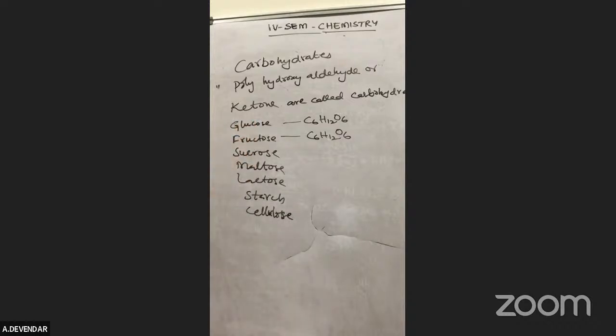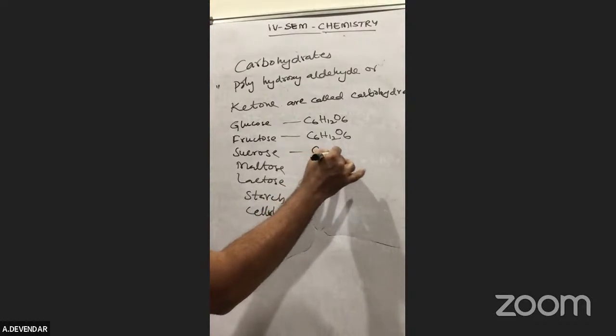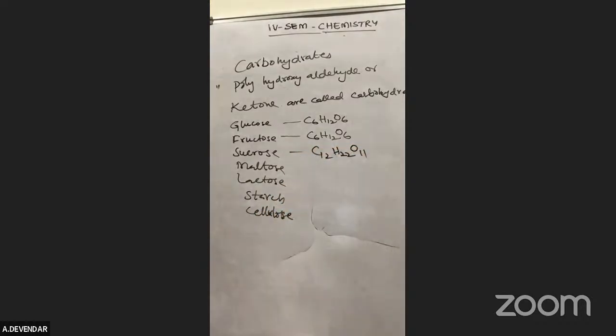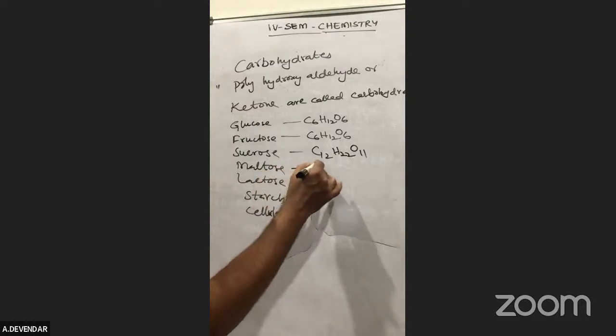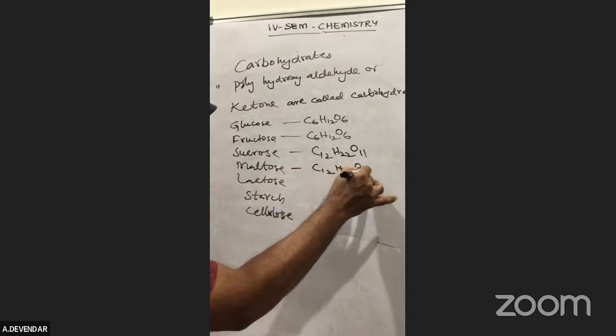Coming to sucrose, what is sucrose? Do you know sucrose? You are eating it every day. Glucose also you eat every day, in rice, chapati, dal. Sucrose is nothing but sugar, your household sugar. That is C12H22O11. Maltose, we use malt, or other malts. Those are called maltose, C12, the same formula.